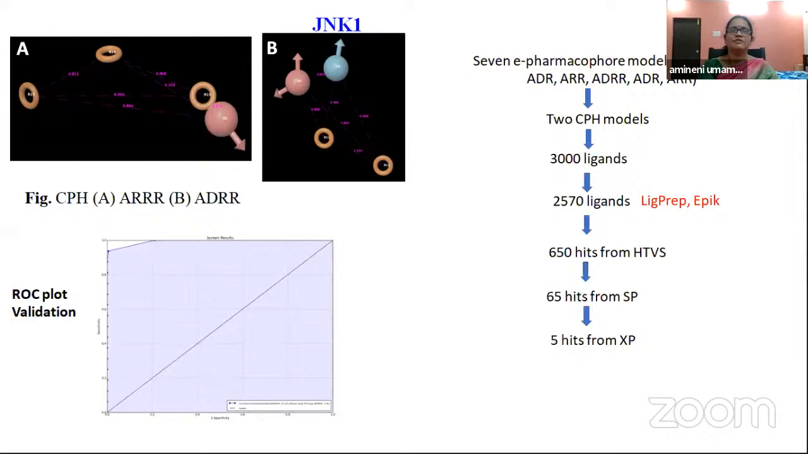So like that, for JNK1, we have 7 diverse ligands. From these, we generated the common pharmacophore model, among which these 7 are represented here. So this CPH model means that if we take these models, we have to retrieve these 7 ligands. It is called the CPH model, common pharmacophore model.